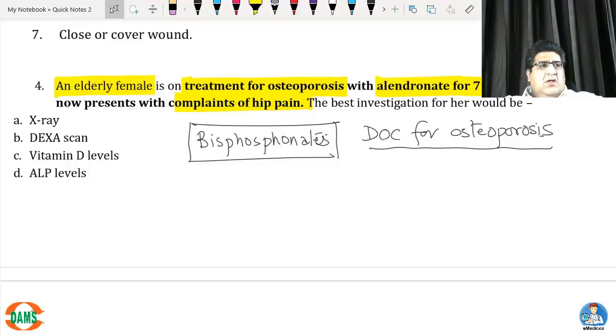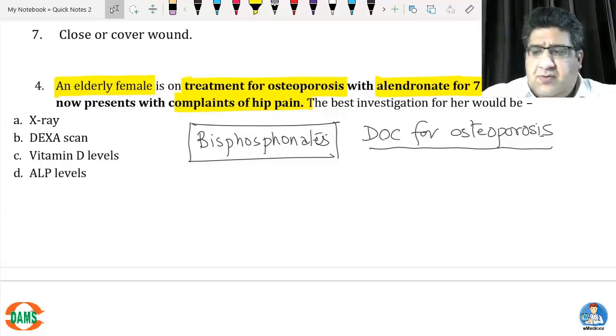There is no remodeling. And how do you get to know about that clinically? The lady who has been taking bisphosphonates in excess dose or duration will now start complaining of a very vague kind of hip pain. Apart from that, she will have certain fractures which will be seen on an X-ray. I will explain that to you. Let's just quickly write it down.